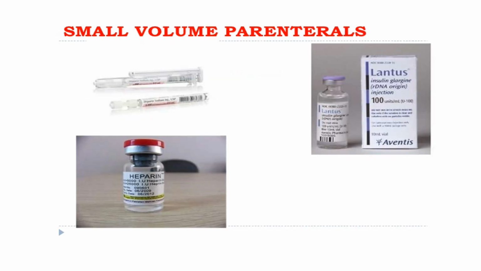Small parenterals, as I told you before, are those which are taken from vials or ampules. Now in this picture, heparin is shown as a vial, and above that is an ampule. I will show you the picture in detail. These are two examples of small parenterals, heparin and Lantus. Lantus is nothing but a form of insulin. These two are examples of small parenterals where we give only 5 ml or 10 ml injections.